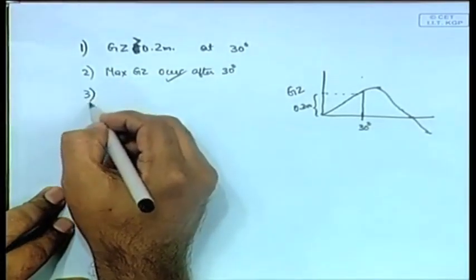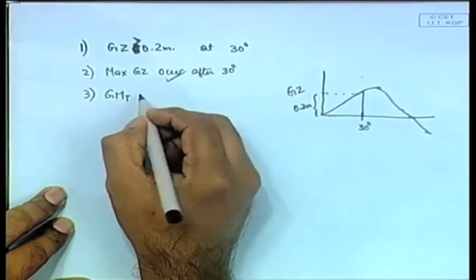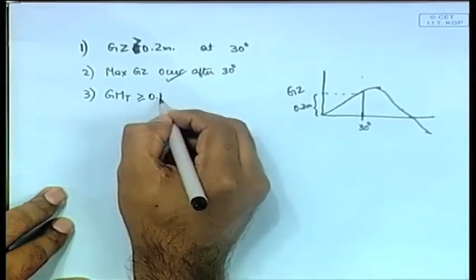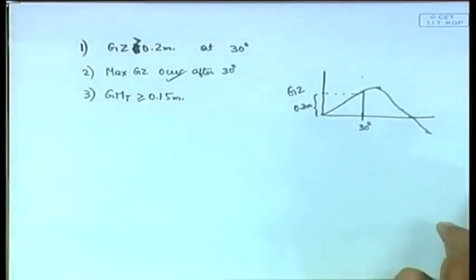Then another rule is that we have already derived that the condition for stability is that GM should be greater than 0, right? That is the condition for stability. But in practice we do not say that GM greater than 0 is the criterion, we say that GM should be at least 0.15 meter. That much of clearance is given for different purposes of the ship. So, GM transverse should at least be equal to 0.15 meter.